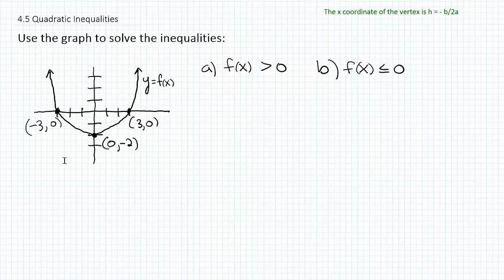Use the graph to solve the inequalities. All right, so in this one, we're given a graph, and we can see it's a parabola, or basically a quadratic function, and they're telling us in part A to determine where the function is greater than 0.